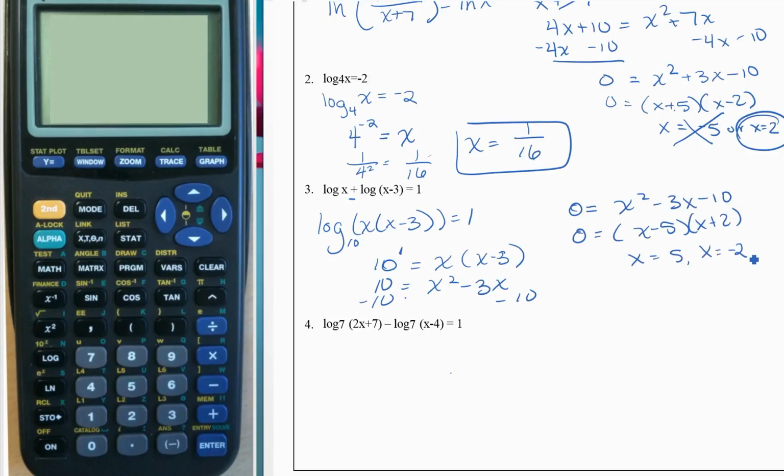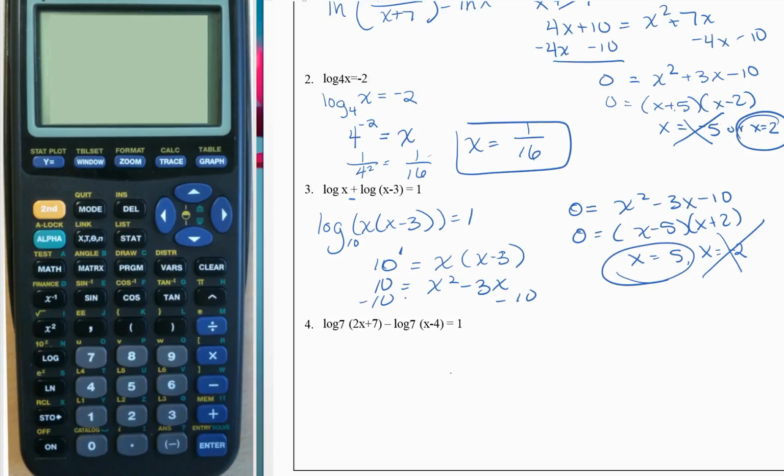Now again, remember with logs, always check your work. If we plug 5 in, we'd have log of 5, log of 2. So there we don't get anything that's undefined. So 5's okay. If we plug in negative 2, well, the very first one we'd have log of negative 2, which is undefined. So negative 2 can't be a solution. So we would just have x equals 5.